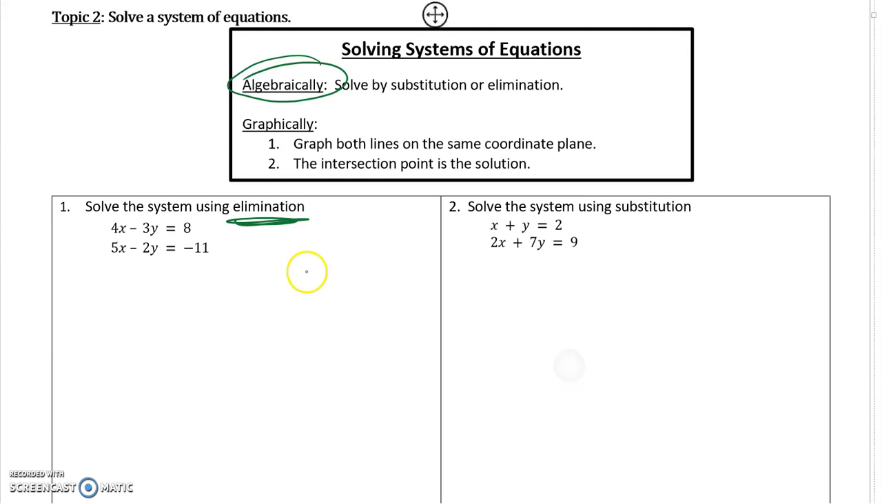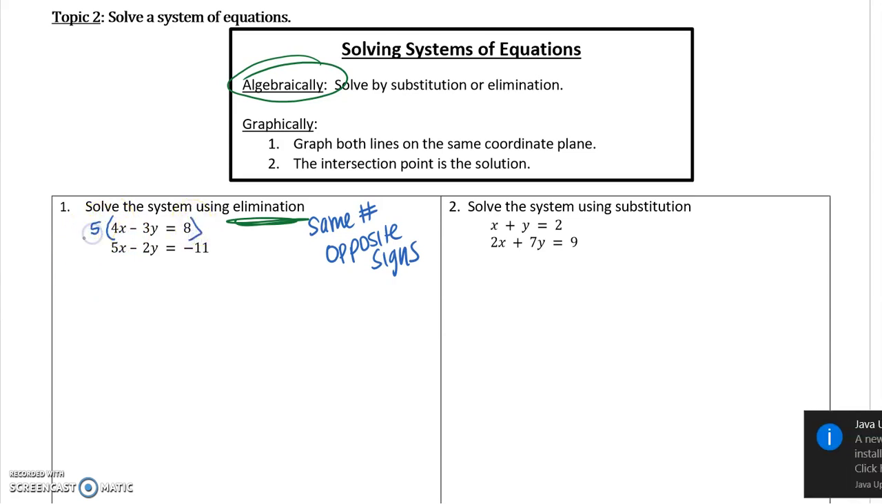So pick a variable that you want to get rid of, and we want the numbers out front to be the same but have opposite signs. Looking at this, it really doesn't matter which one we work with. Let's try to eliminate the x's. So I want these 2 numbers to be the same. I make them the same by multiplying. So I will multiply this first equation by 5.